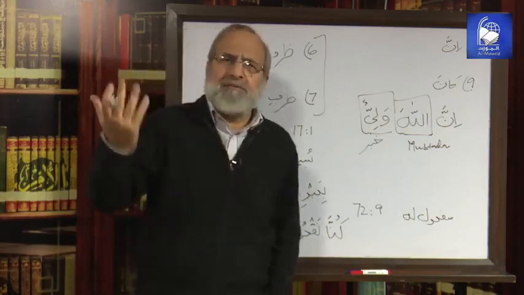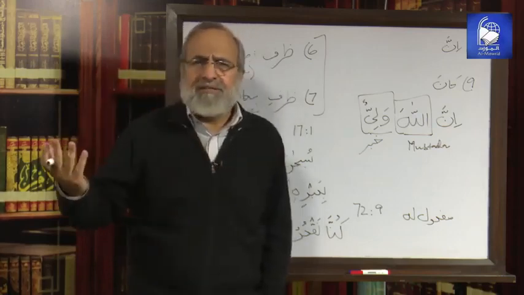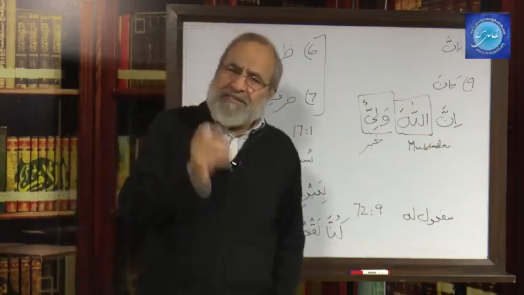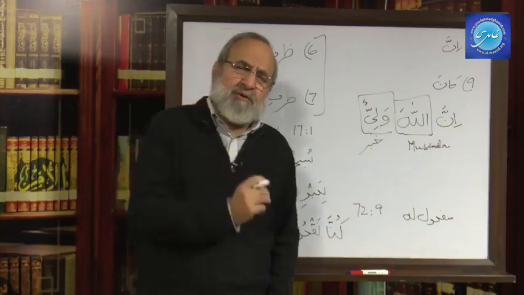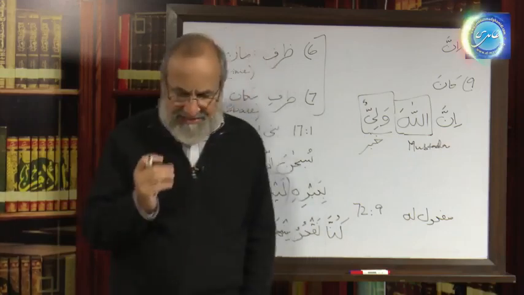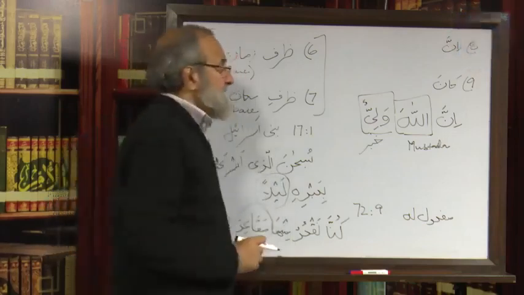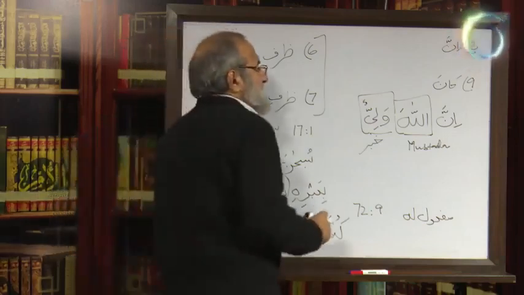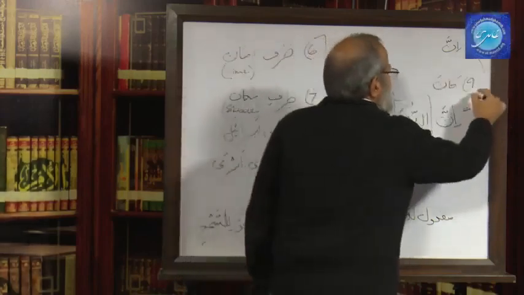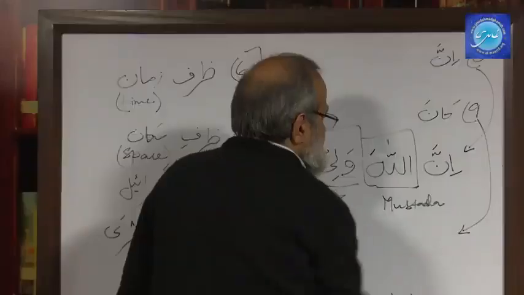Innal insana lafi khusr. Inna Allaha ala kulli shayin qadir. So wherever you have inna followed by a sentence which has a mubtada and a khabar, the mubtada would always be in the form of nasab. The next example is we did inna. Now the next one is kana.